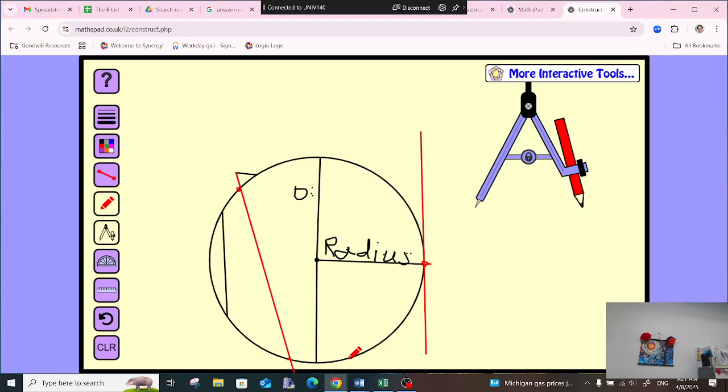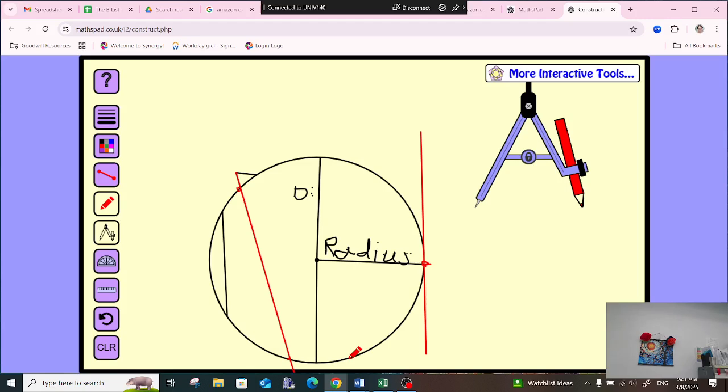A tangent only touches the circle at one place, and it's outside the circle, right? Now a secant touches at two places. And I could draw a secant up like this, right? I mean, I could draw lots of different secants. I could draw lots of different tangents too.